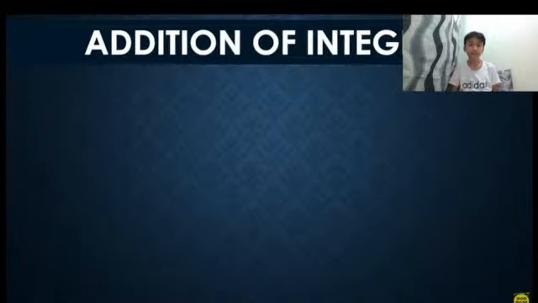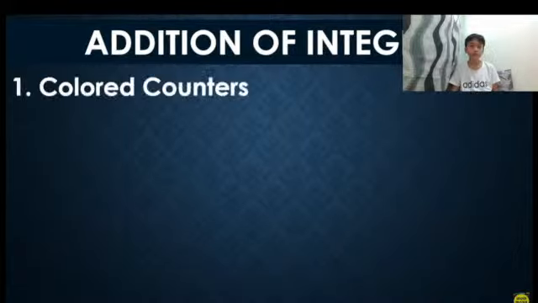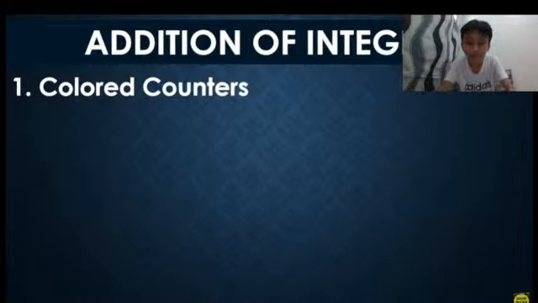Now, how to add integers? So again, meron tayong tatlong paraan kung paano mag-add ng integers. So first, you can make use of the colored counters. So pag sinabi natin colored counters, ito yung representation or models. So pwede mo itong gamitin.